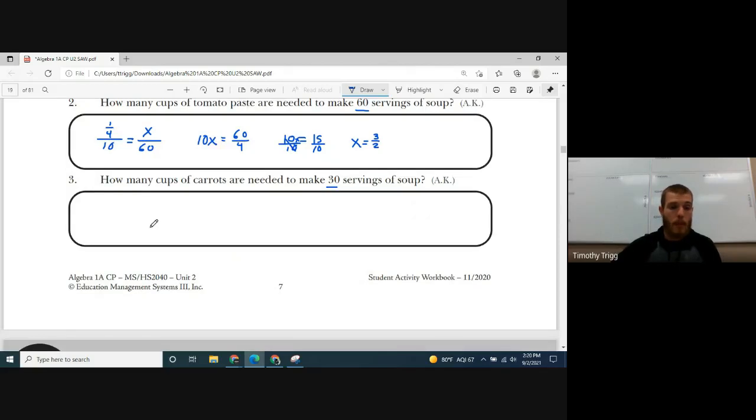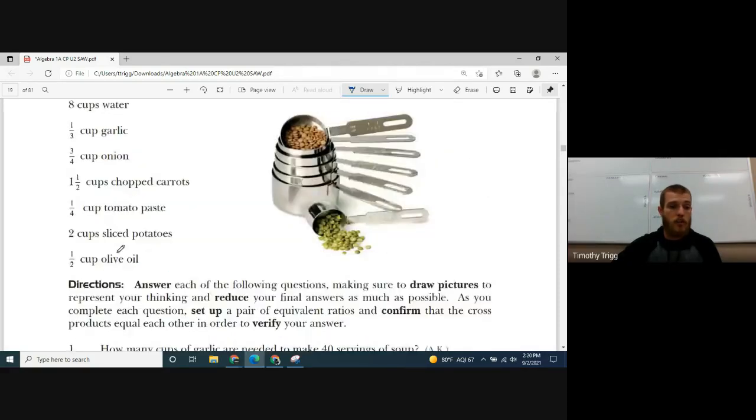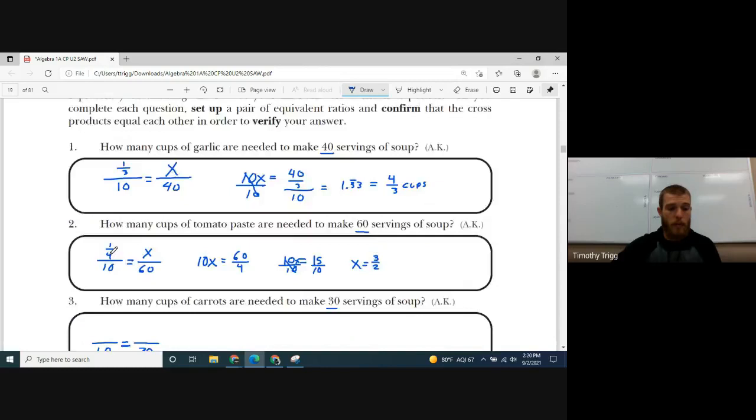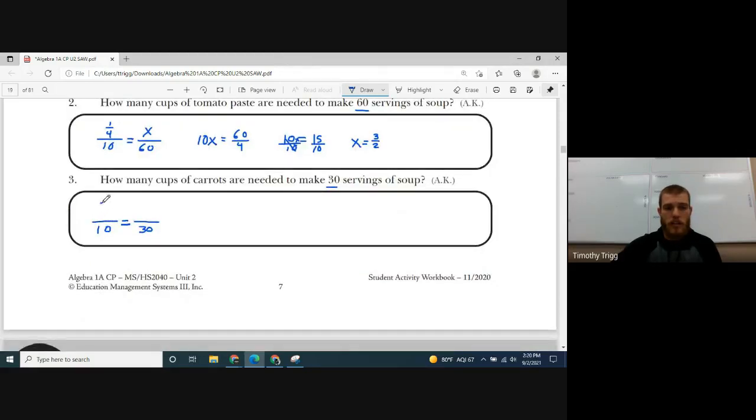Okay. How many cups of carrots are needed to make 30 servings? So we know the recipe makes 10 servings, but I want 30 servings in this case, so I want to triple the recipe. So how much carrots are needed for 10 servings? Where's carrots? 1 1/2. I'll change that to 3/2. That's the same as 1 1/2.